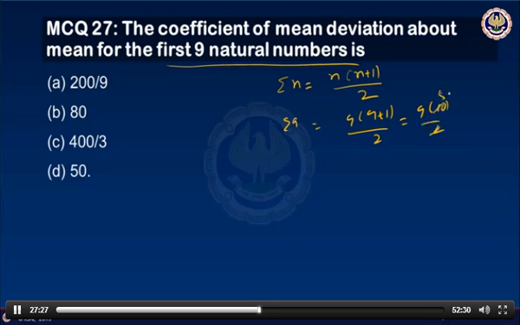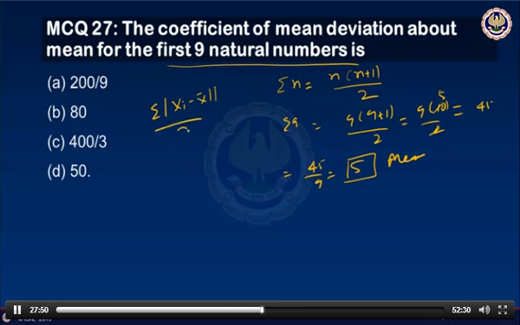The observations are 1 to 9. The summation of these 9 observations is 45, so 45 by 9 is 5, which is exactly the mean for this data. And now look at the mean deviation from mean. The formula is the summation of |xi minus x bar| divided by n, with 9 observations here.